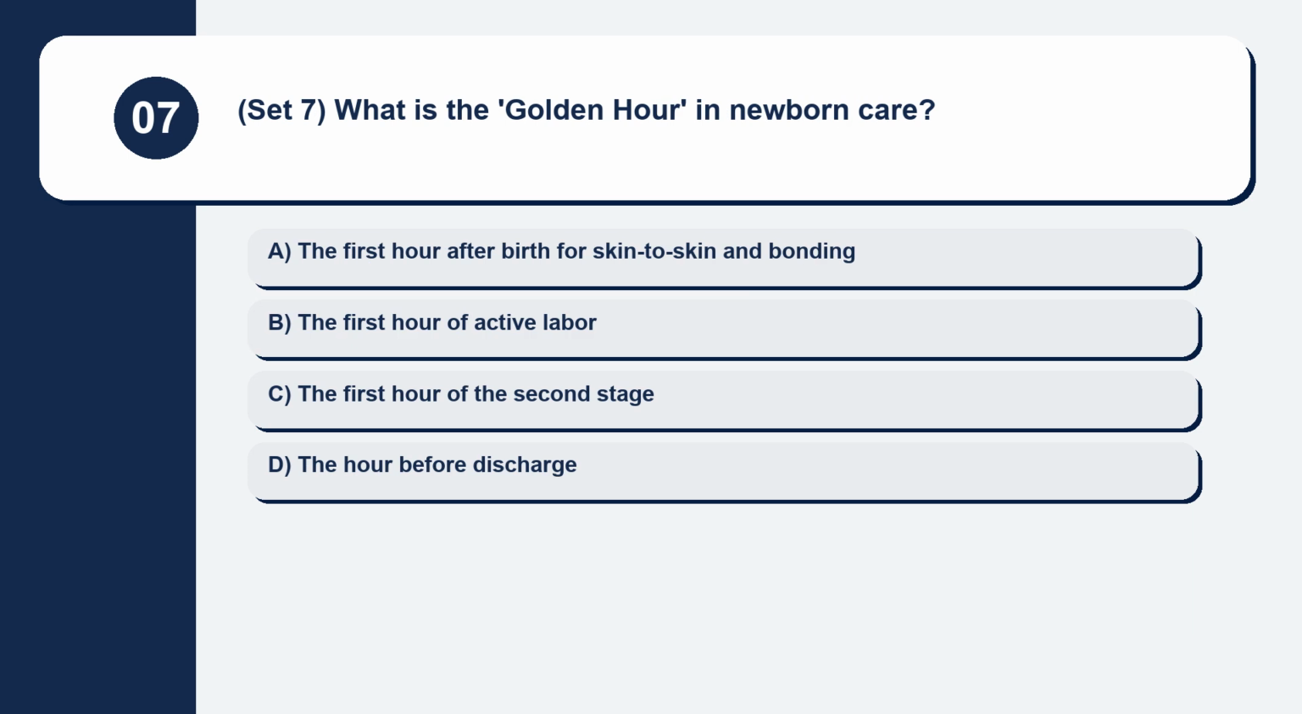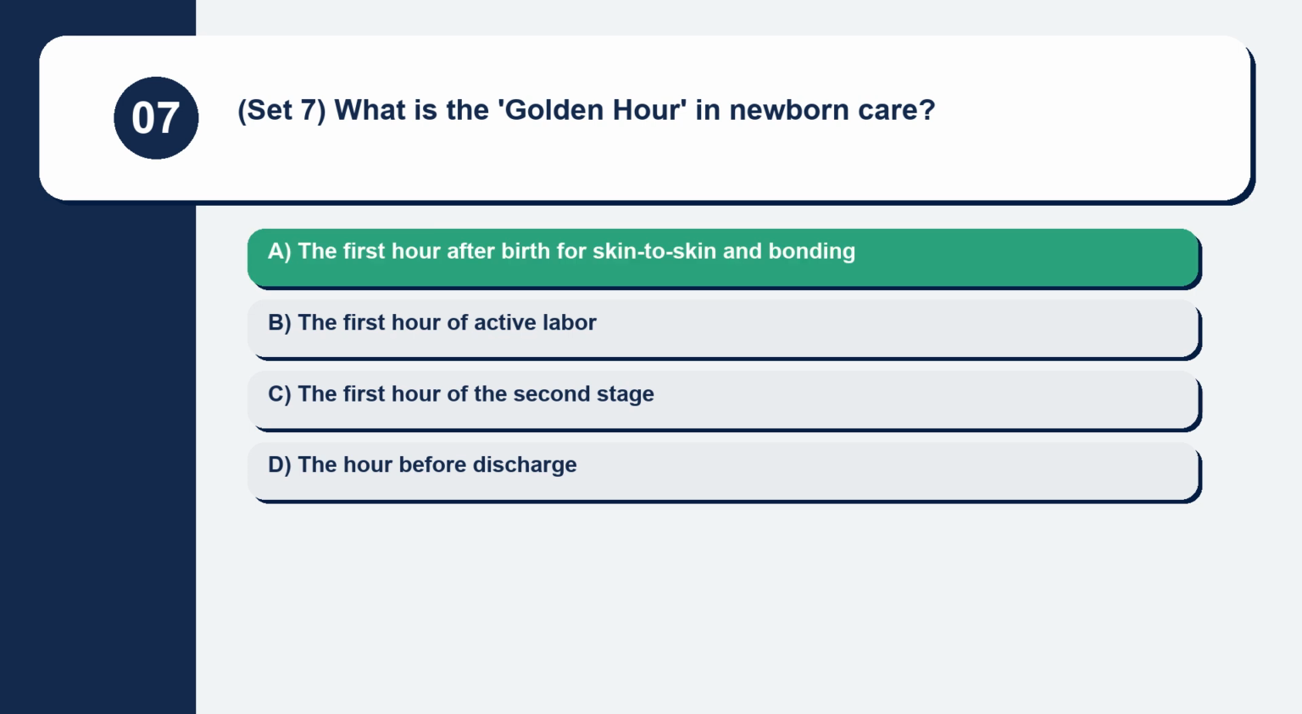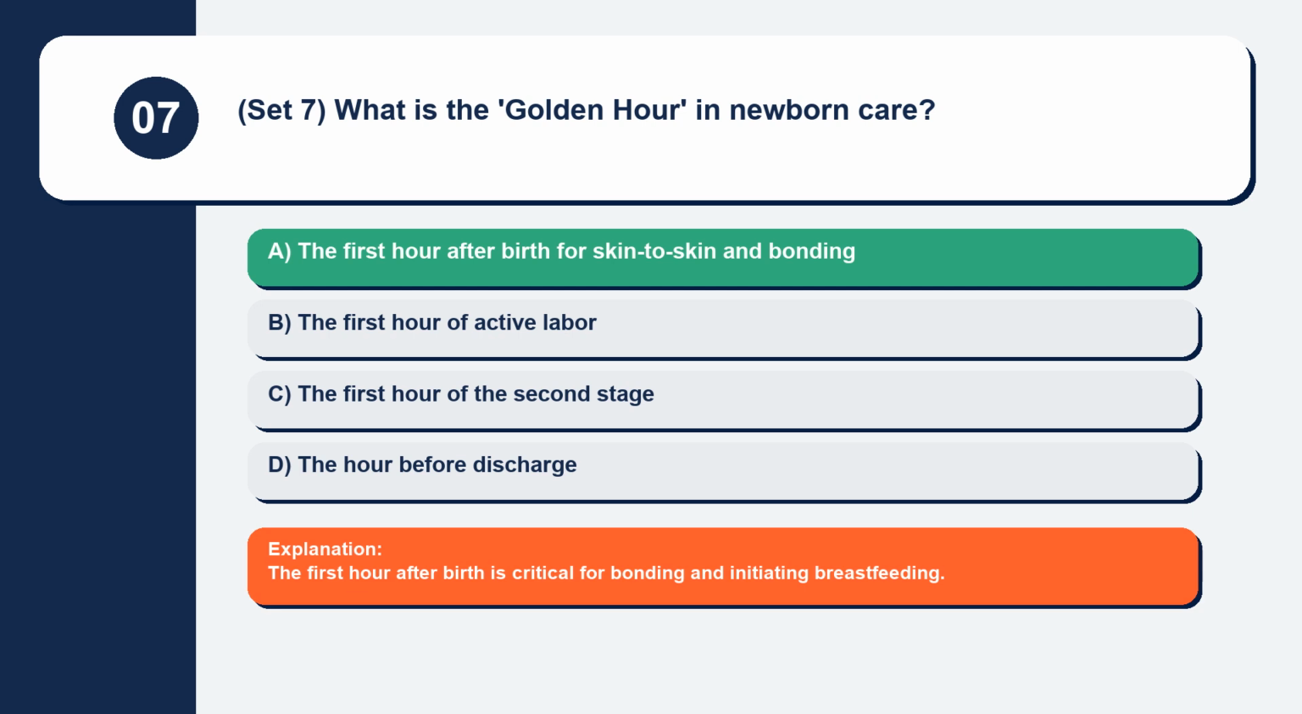Question 7, Set 7. What is the golden hour in newborn care? The first hour after birth for skin-to-skin and bonding, the first hour of active labor, the first hour of the second stage, the hour before discharge. The first hour after birth is critical for bonding and initiating breastfeeding.